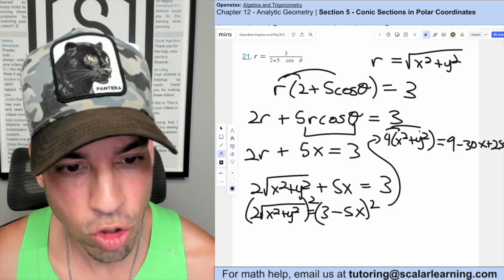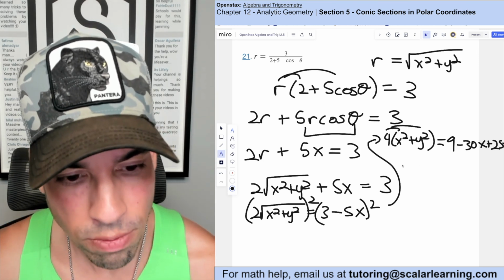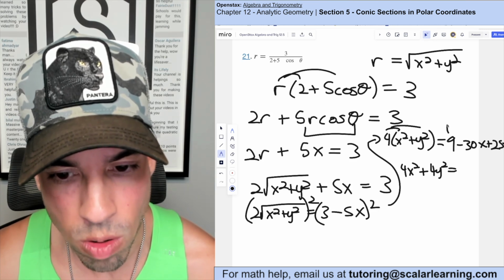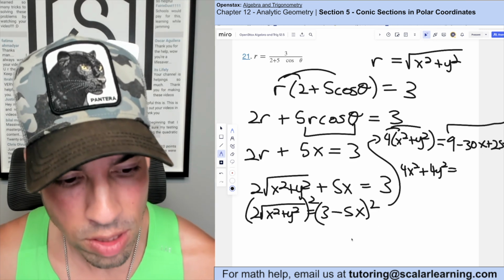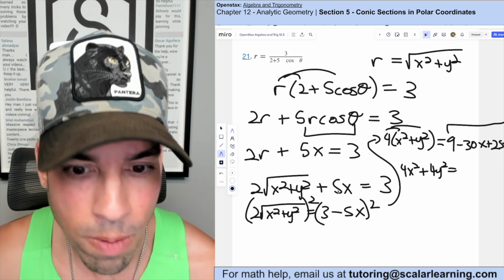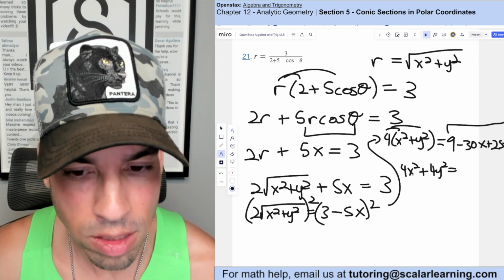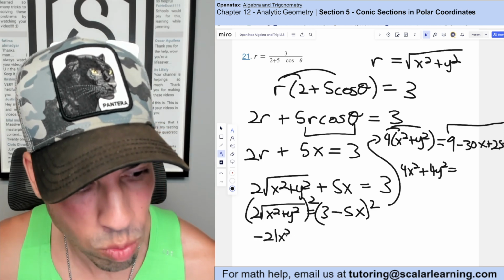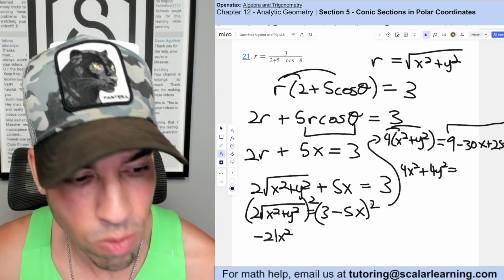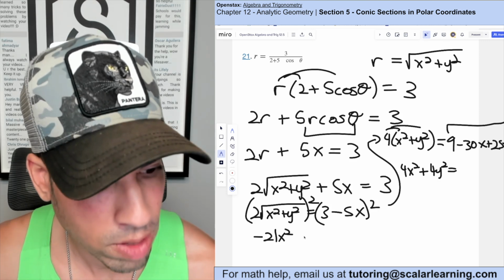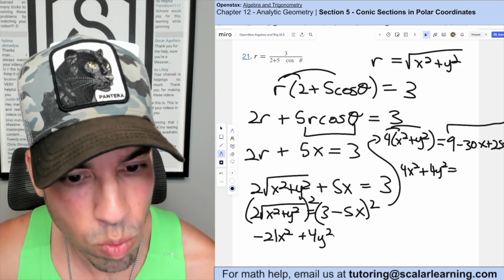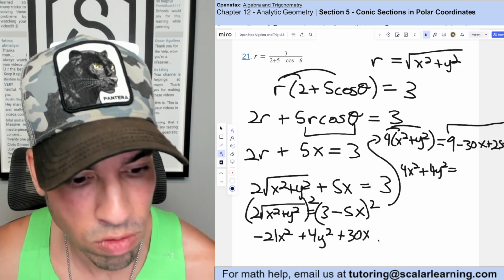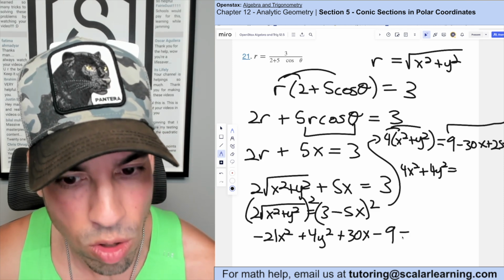And now we're going to distribute, and start to simplify. So now I've got 4x squared plus 4y squared, which is equal to all of this. And now we're going to bring everything to the left side. So we're going to write the final equation down here. So check it out. When I minus 25x squared from both sides, I'm going to get negative 21x squared, right? Because that's negative 25 plus 4 is negative 21x squared. Then I've got plus 4y squared. Then I'm going to add 30x, and I'm going to bring the 9 over by subtracting it, minus 9, and this is all going to equal 0.